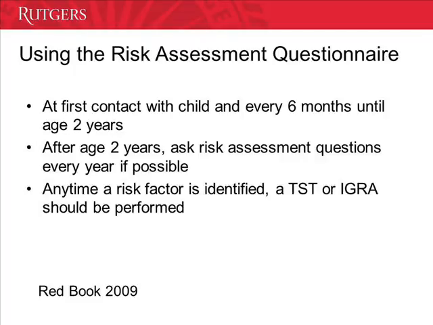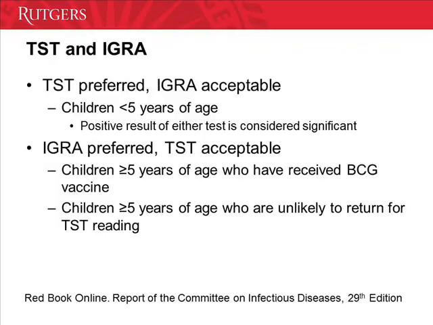After age 2 years, you could use a risk assessment. Now, most of those risk factors, again, are born in or visiting a country of high TB endemicity. Another question is somebody visiting you from a country with high endemicity? And, oh, by the way, do they have a bad cough? So these are the things that you would look at.